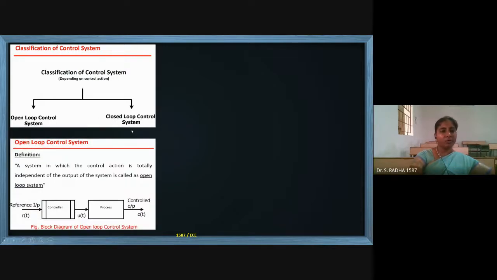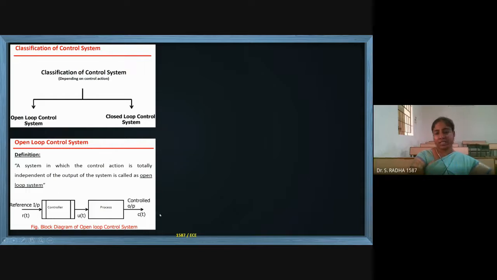Coming to open loop, this is the model. We have a controller. R of t is the input. We use the symbol R to indicate the reference input. The output of the controller is applied to a process, and the output of the process is the controlled output C of t.